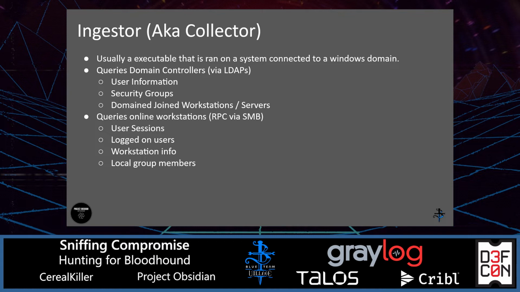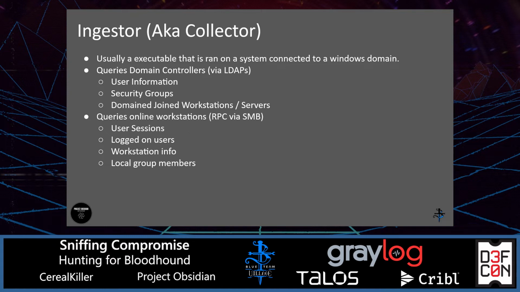The ingester or collector, what it does, it queries domain controllers via LDAPS, and it's trying to gather information using Windows APIs for user information, security groups, domain joined workstations and servers. The other thing that it does is that it connects to workstations that are online, and it talks to them via RPC, via SMB. And what it's trying to collect is user sessions, logged on users, more workstation information, and local group members.